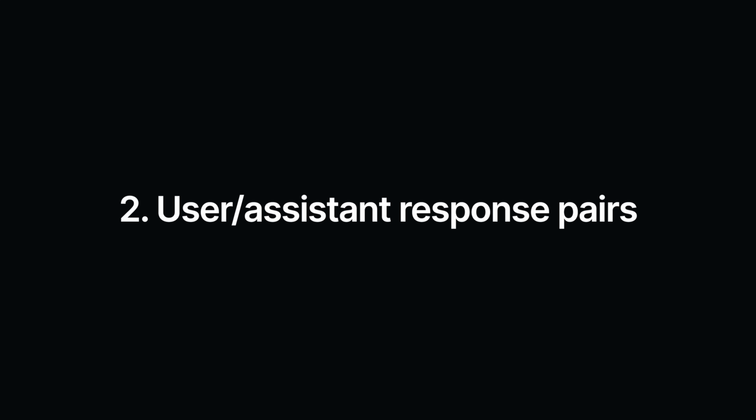The second prompt engineering hack I have for you is to use user assistant response pairs. If you're unfamiliar with what I mean by that, we just need to go back one more step and learn some academic terminology for how AI models output text. There are basically three types of prompts available today: zero-shot prompts, one-shot prompts, and many-shot or few-shot prompts.